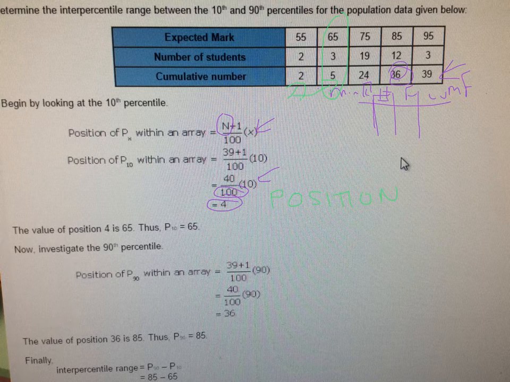And so now finding the P10, the 10th percentile, is really easy because we know where to find it. We can go into that column and we can see the expected mark is 65, and we just say that P10 is 65 in that case.